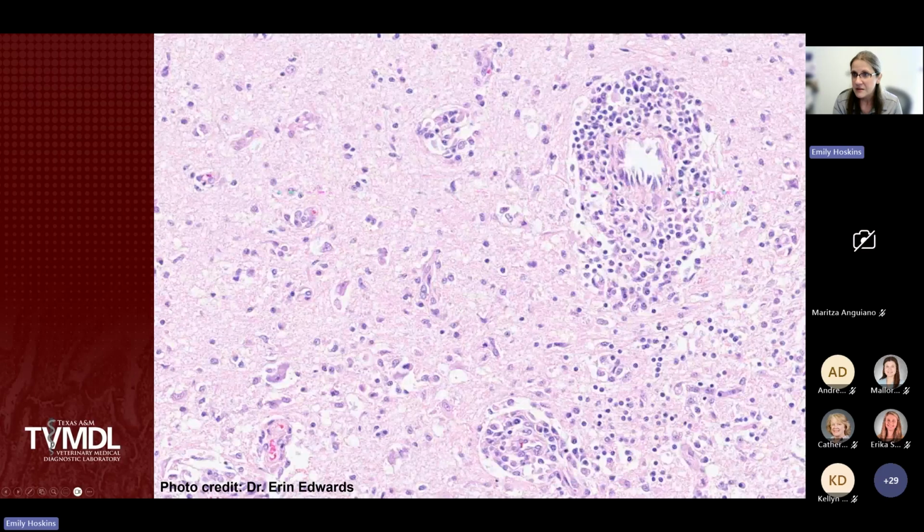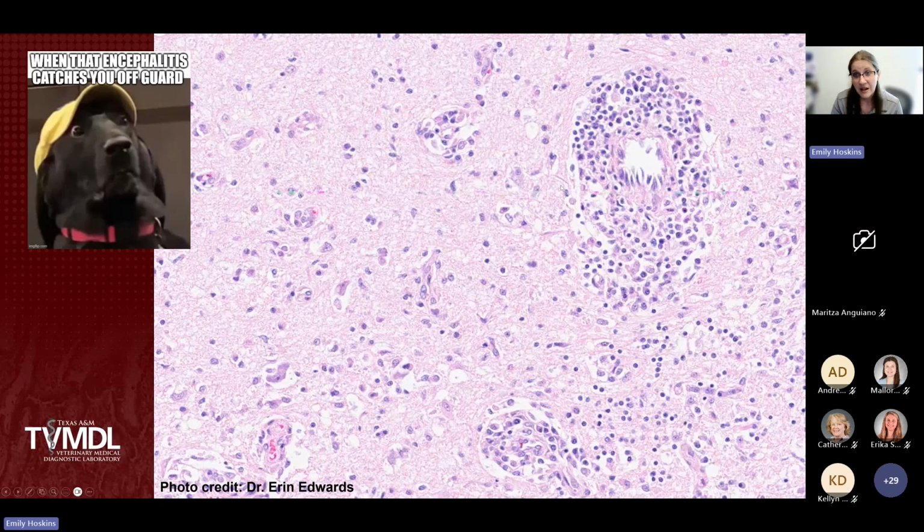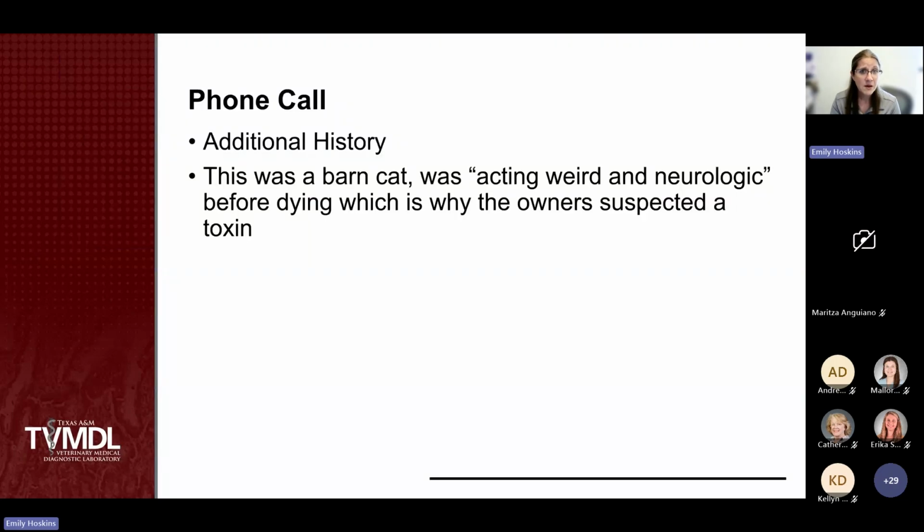And this is the reason. So these are the blood vessels inside the brain. And we have this population of inflammatory cells surrounding that blood vessel that are mostly made up of lymphocytes and macrophages and a few plasma cells. And so this is actually going to be an encephalitis, and it's an encephalitis that we really don't know exactly why it's there. And when that happens, that's usually going to be a phone call. So with this phone call, I was able to get some additional history.